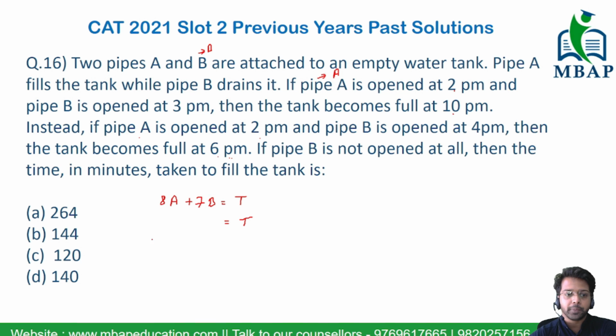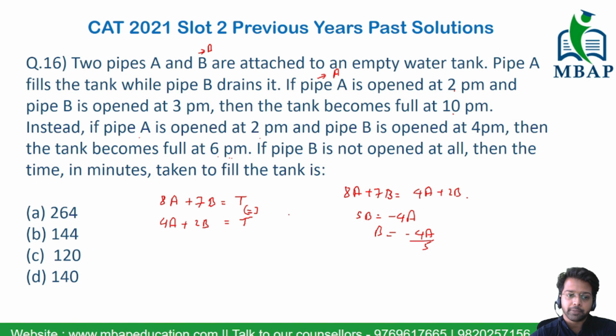So A is open for how many hours? A is open for 4 hours. And similarly, this time B will be open only for 2 hours. And again, my tank has been filled. Using this, I can understand 8A plus 7B will be equal to 4A plus 2B. If you solve this, you will get 5B equal to minus 4A, or B will be equal to minus 4A upon 5.